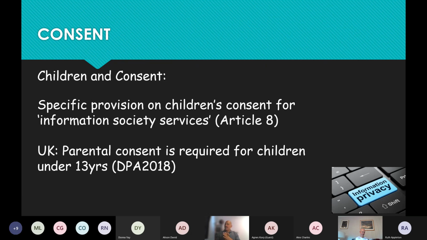Basically it's saying where children are under the age of consent, in the EU GDPR it's 16, but we're allowed to reduce that, and the UK has reduced that to 13 under the Data Protection Act of 2018. So parental consent is required for children that are under 13 years old. Parental consent is written there, but it could also mean guardians or people who have power of attorney to act on behalf of children.